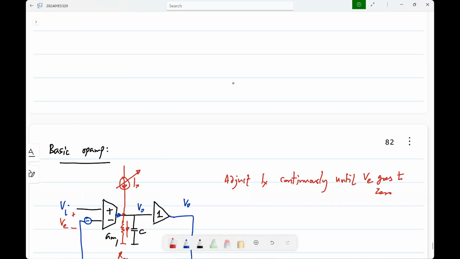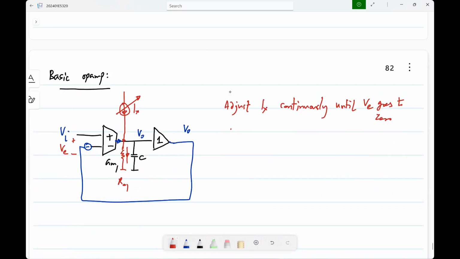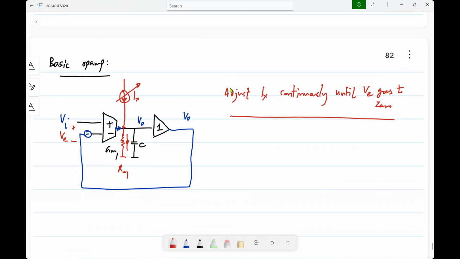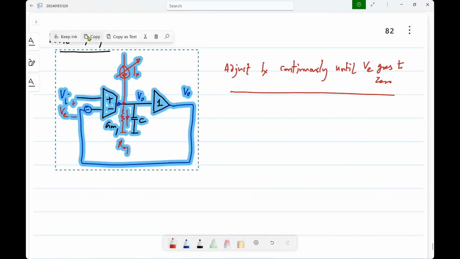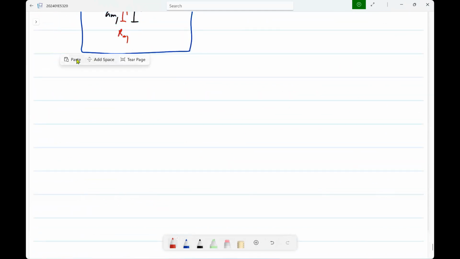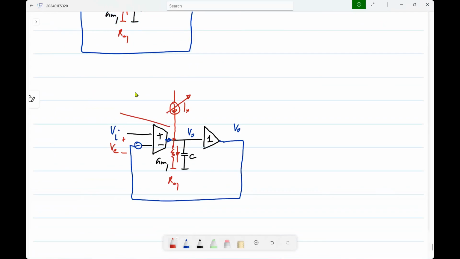This VE itself is a measure of how much current is coming out of GM1, right? Is this okay? So this is the process that I want to happen, and I want to make it using circuits. So first of all, I need a variable current source. How do I get that? I need a variable current source. So what should I use in its place?